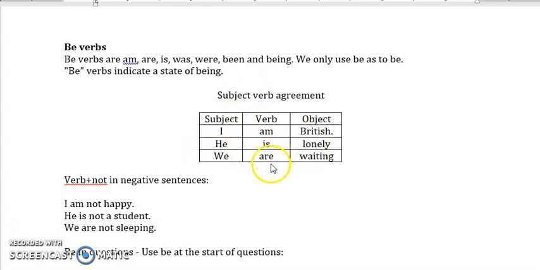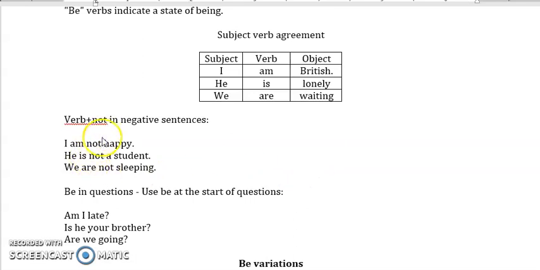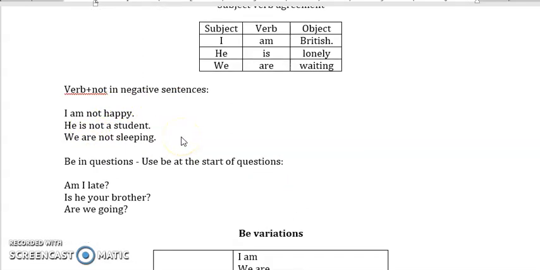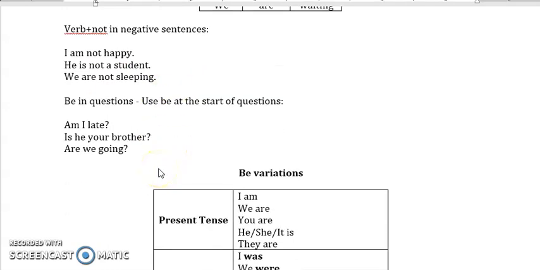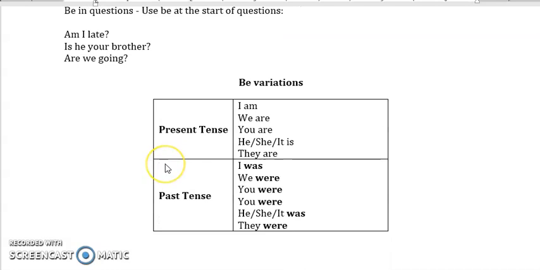He is lonely and we are waiting. Okay, verb plus not in negative sentences. I'm not happy. He is not a student. We are not sleeping. Or in a question, am I late? Is he your brother? Are we going? Okay, and you can have a look here.